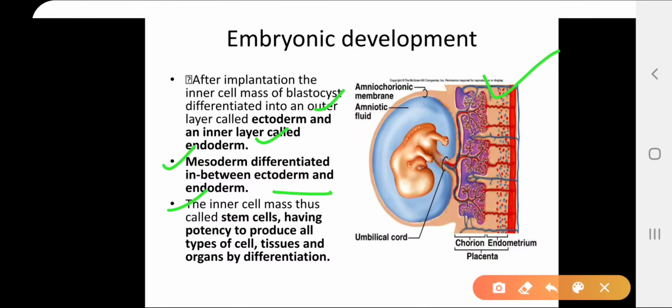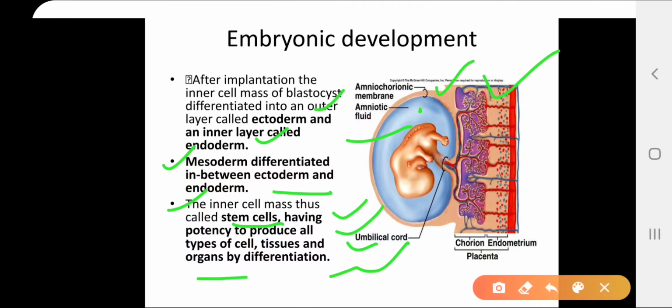The inner cell mass is thus called a stem cell. As you know, a stem cell has the potency to produce all types of cells, tissues, and organs by differentiation. So the stem cell is very important. You can see here the amniotic fluid. This is the amniotic fluid, right?